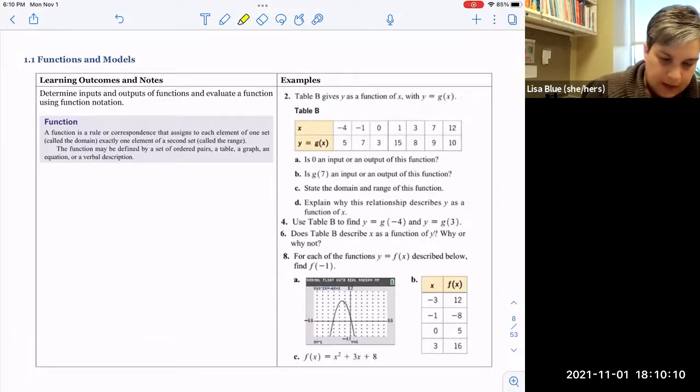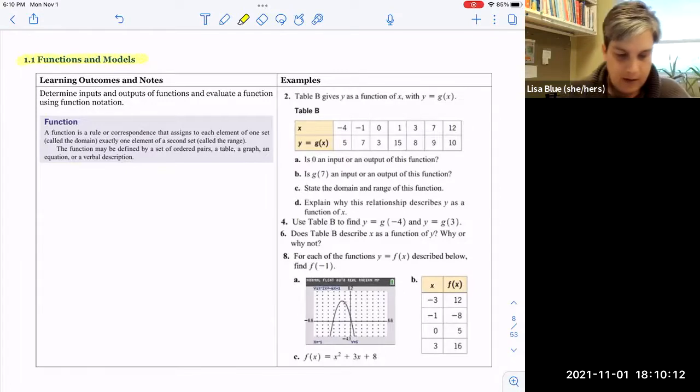We are going to go ahead and start with functions and models. For our first learning outcome, we're asked to determine inputs and outputs of functions and evaluate a function using function notation. So questions 2, 4, 6, and 8. Are there any there that you'd like to see worked?